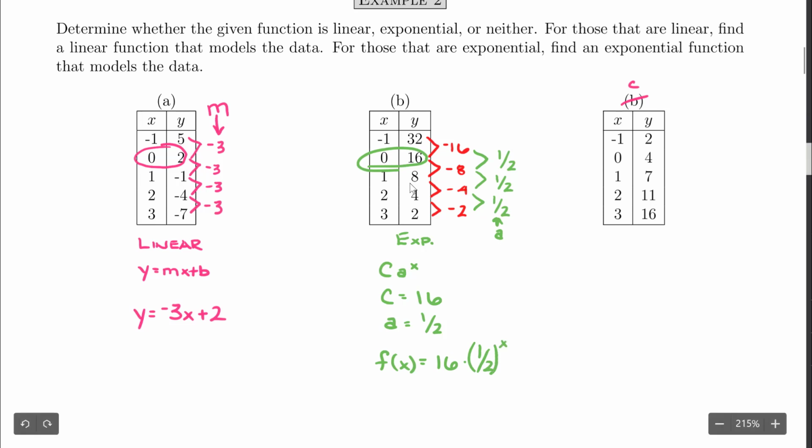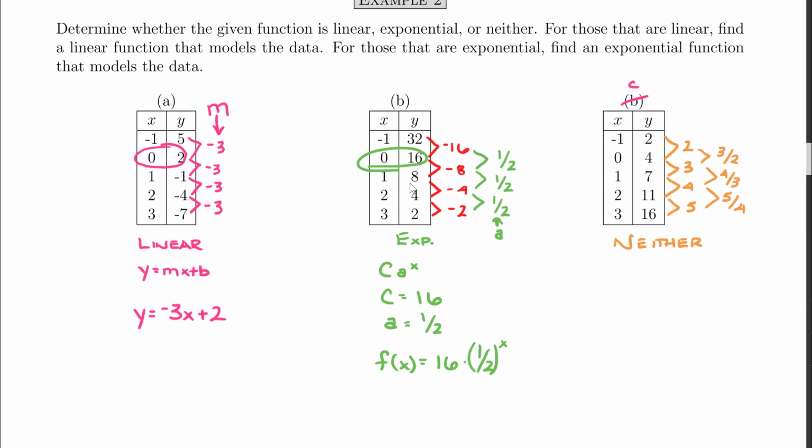And then finally for part C, we do the same thing again. The differences are 2, 3, 4, 5. And then when we take a ratio of the differences, we get 3/2, 4/3, 5/4. We notice there too that a ratio of the differences is not a constant value either. So this is neither linear nor exponential, and we don't have to do any more work on example 2.